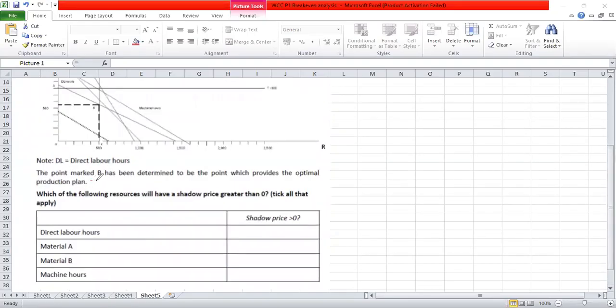The point B has been determined to be the optimal production plan, the production plan that is at its maximum. Production should be at its maximum. Logically, it is not a cost that has to be minimized, it has to be maximized. The more units, the better for the company, which can sell them and maximize the profit. So the optimal production plan is a maximization function.